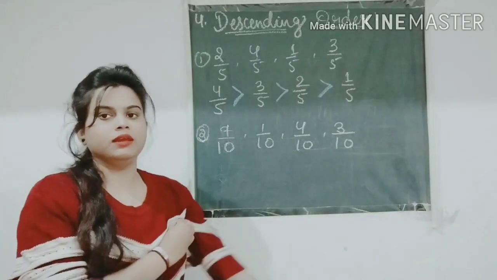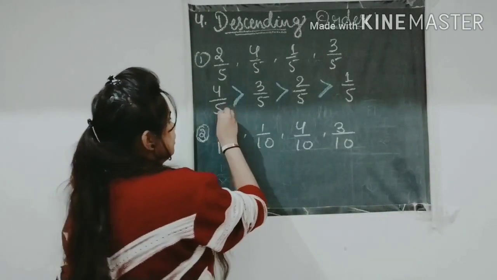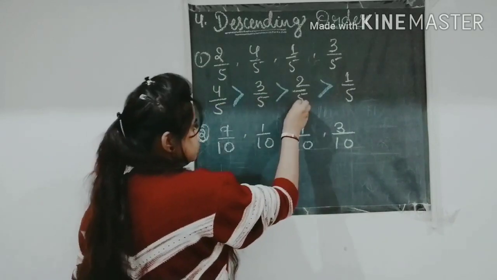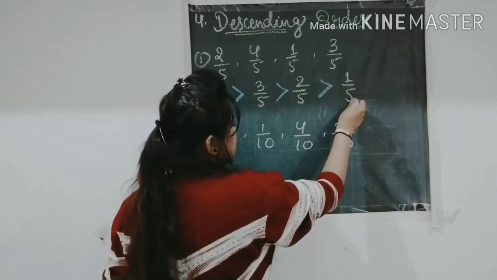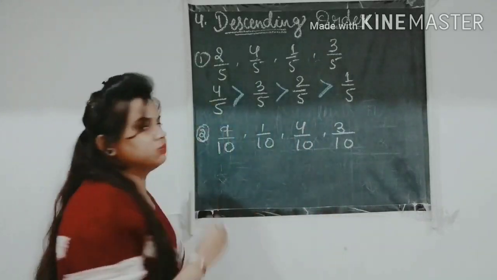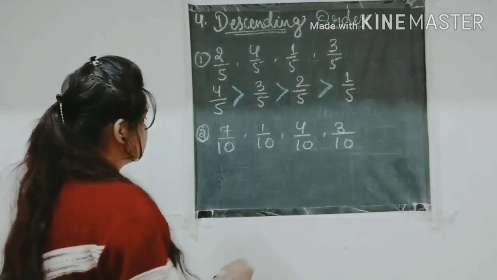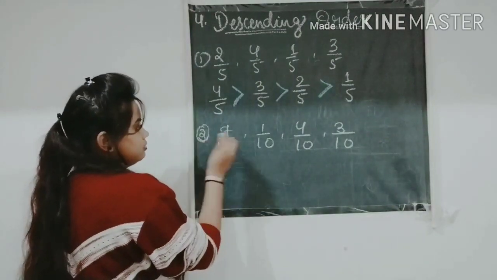Now what is happening here? This is 4 by 5. The greater number comes first. Then 3 by 5, then 2 by 5, then 1 by 5, which is the smallest number here. So this way you have to arrange the numbers in descending order. Understood? Question number 3. This is your question number 3.